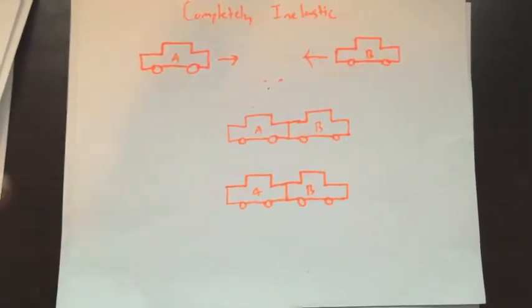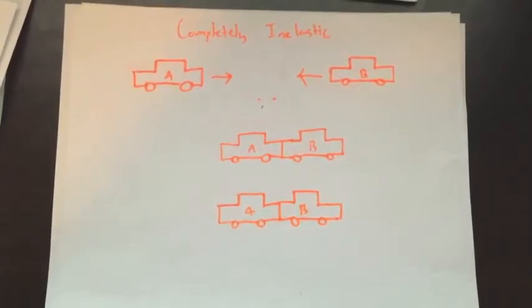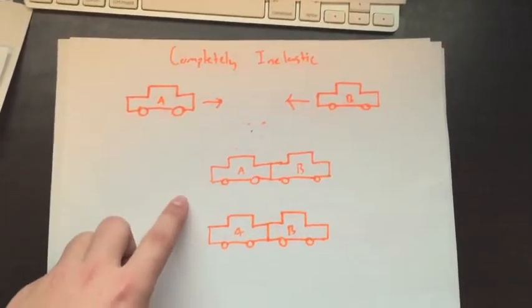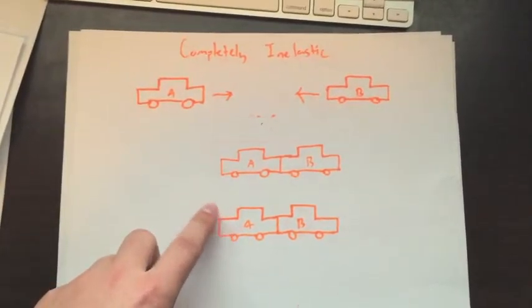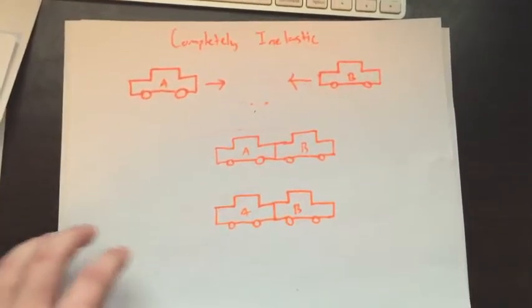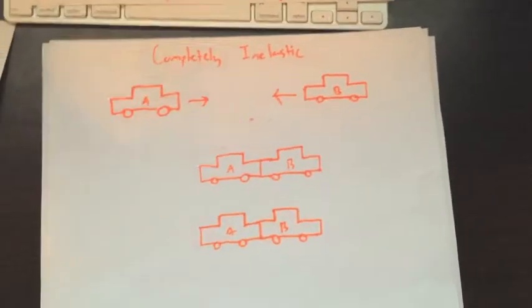There are two different types of inelastic collisions. The first type of inelastic collision is completely inelastic. In this case, two objects will collide into each other and they will stick together, which means momentum will be conserved but kinetic energy will not be. A perfect example of this is when two cars collide and they kind of merge into each other.